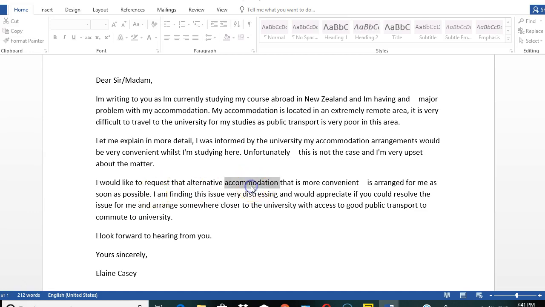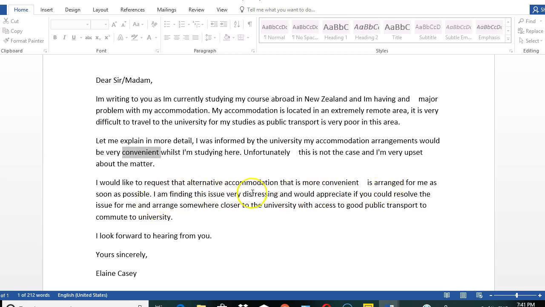Okay, I keep seeing the word accommodation, accommodation, and accommodation, and accommodation again. Try to find synonyms. What other synonyms could you say that? I don't know, apartment, studio, up to you, but do not go back to the same word. Again, this shows that the range of your vocabulary is limited, and that will be reflected in your band score. Okay, and again, you have the word convenient and convenient here. Try to vary your vocabulary by using appropriate synonyms.